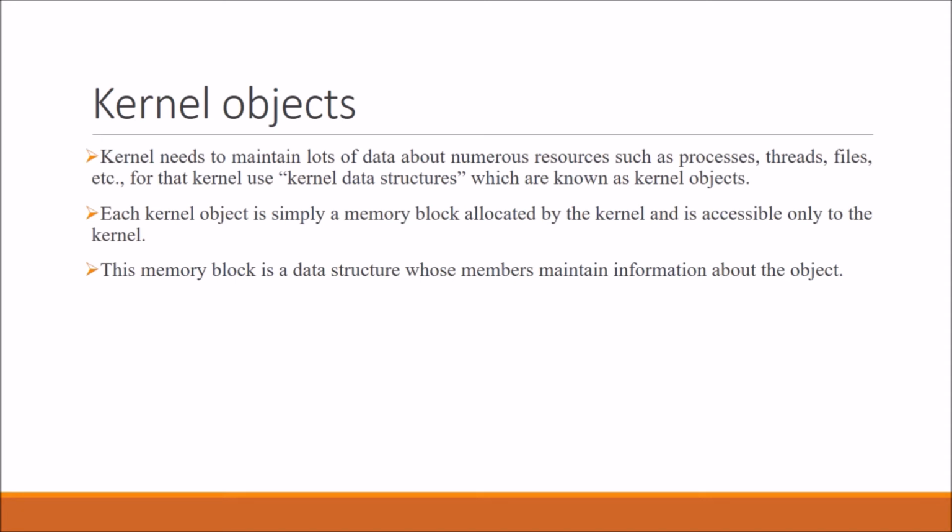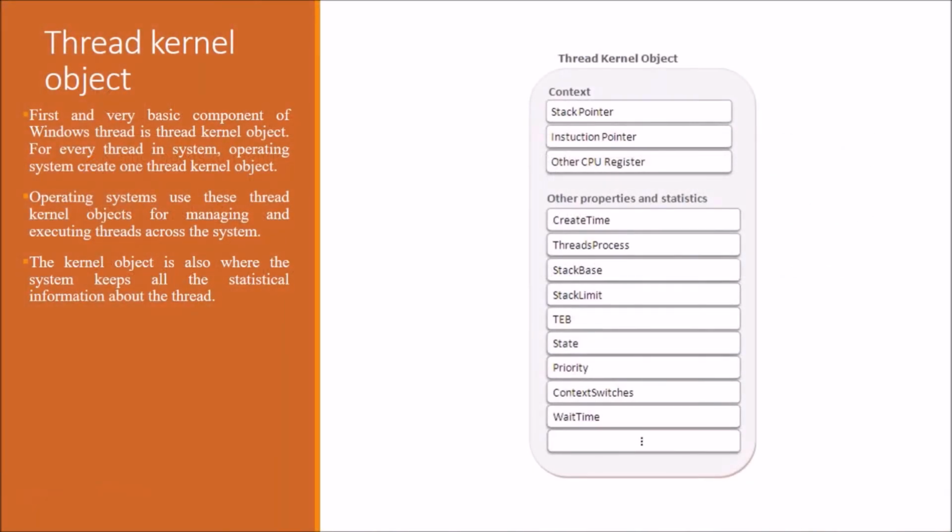First and very basic component of the Windows threads is a thread kernel object. For every thread in the system, the operating system creates one thread kernel object. The kernel object is also where the system keeps all the statistical information about the thread. You can see beside the diagram about the kernel thread object and its components.